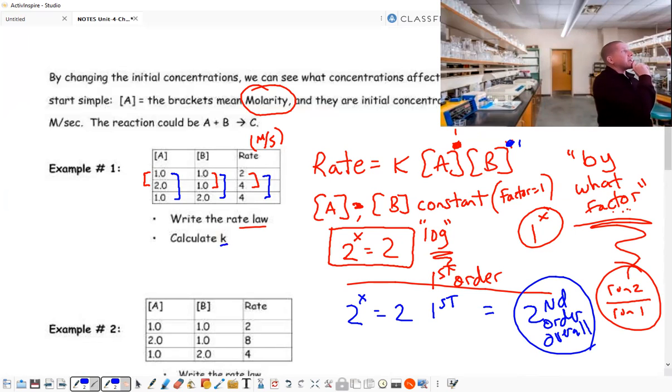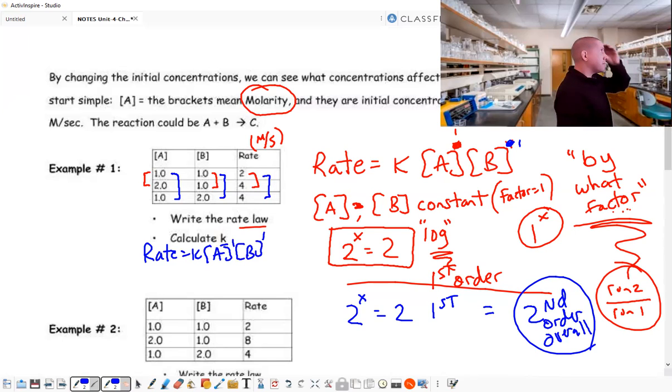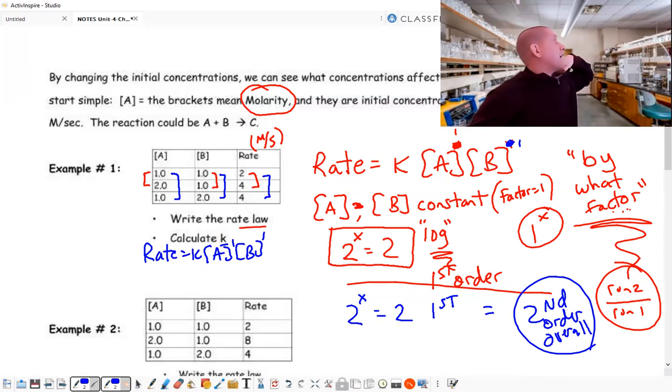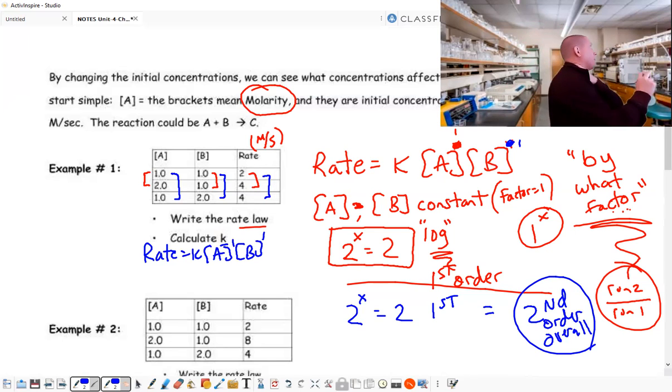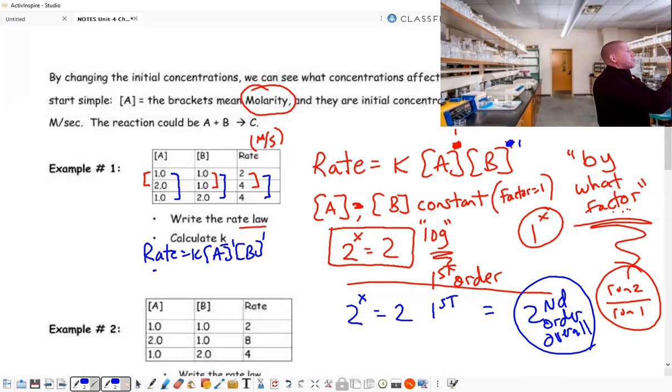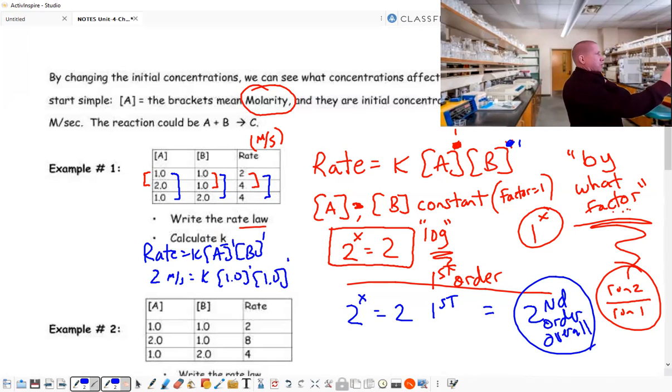All right, what about calculating k? So now that we wrote the rate law, rate equals k times a to the first, b to the first. And you could write those 1s or not. So now just pick a line, doesn't matter which line you pick, and solve for k. Now, they always ask another question in conjunction with calculate k, and that is, what are the units on k? All right, so we have to do both. So let's plug in the rate. So 2 molarity per second equals k times a, 1.0. Don't forget to raise it to the first, 1.0, although again, easy enough there. So 1 to the first, 1 to the first. So our answer is k equals 2.